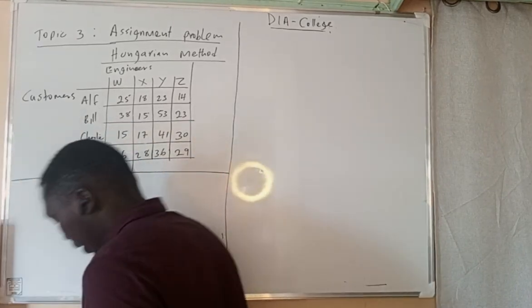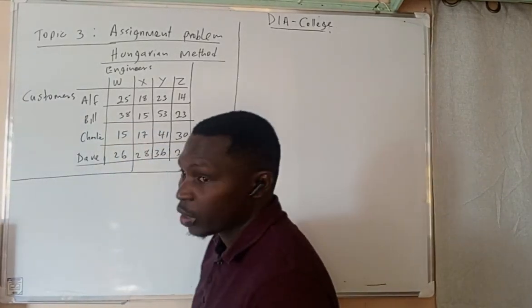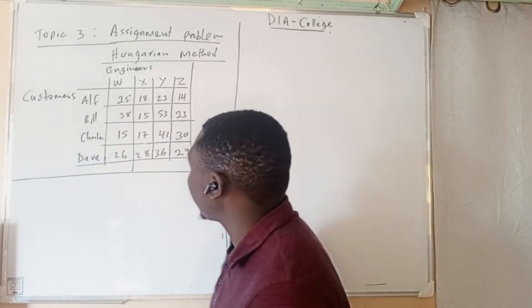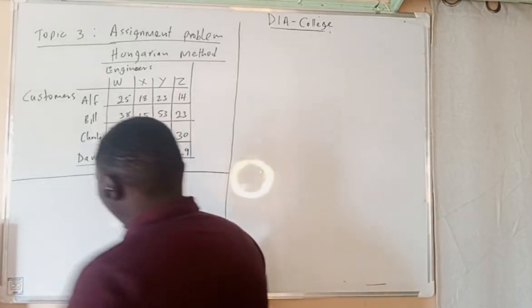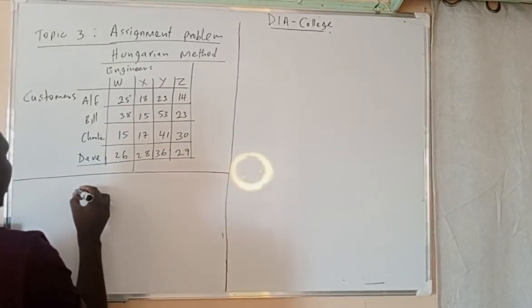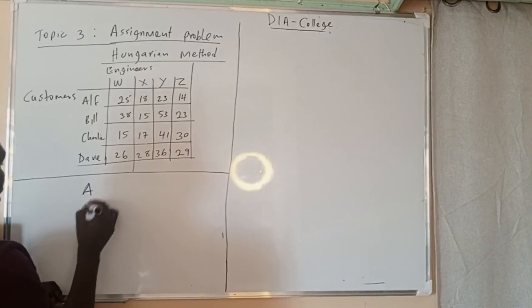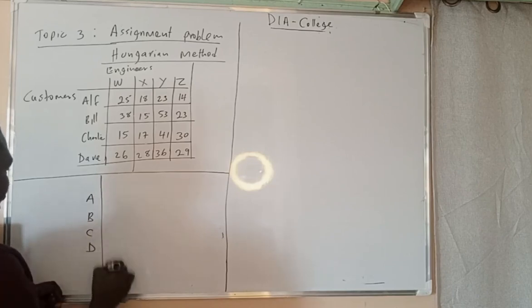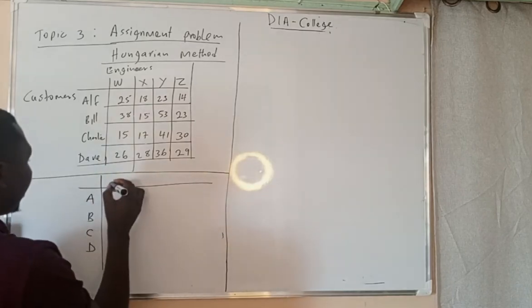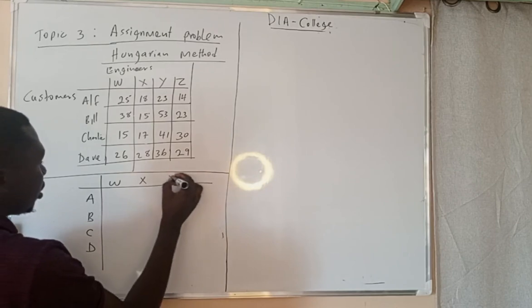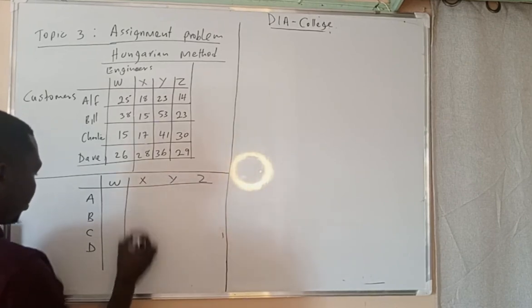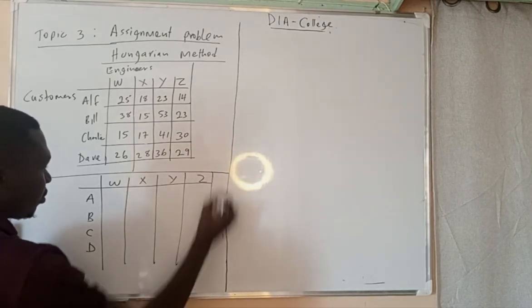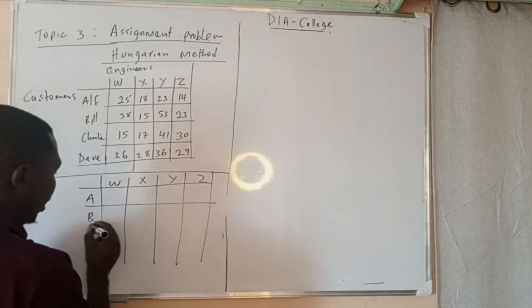Alright, step number 1. So I've said we do what we call column and row reduction. So I'm going to draw another matrix here, the same matrix. Let me call these customers A, B, C, and D. Then I have the engineers here, W, X, Y, and Z. So I'm trying to find a new matrix.